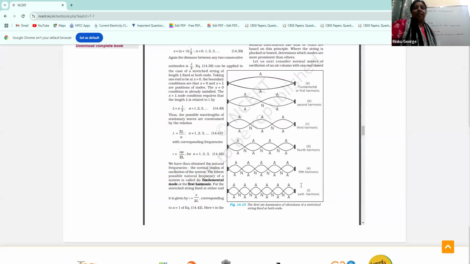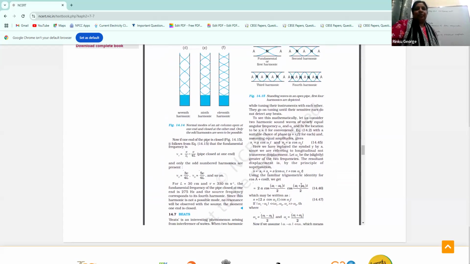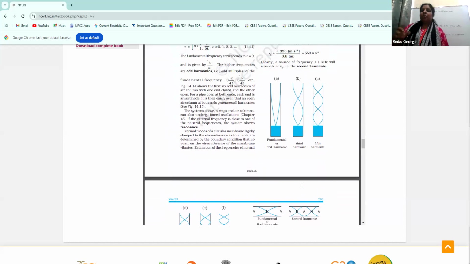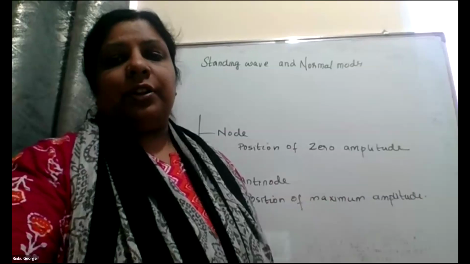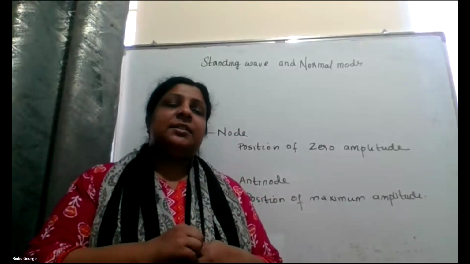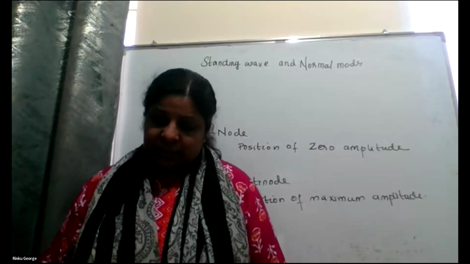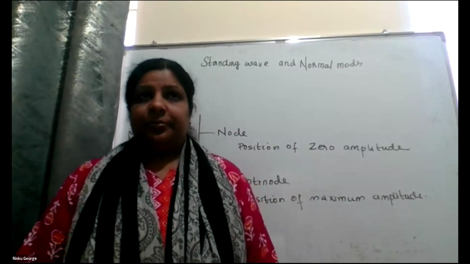I'm talking about figures 13, 14 and 15. That is what we will be studying, based on the number of nodes and antinodes, we will be studying those diagrams. Then after that, beats. Beats is the last topic, and next class, we can finish this chapter.